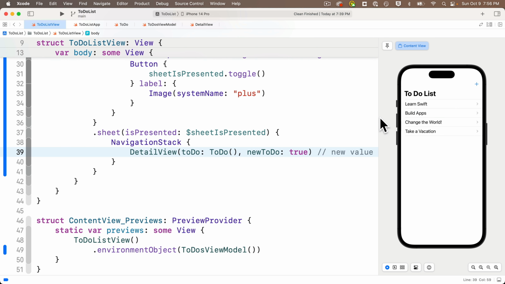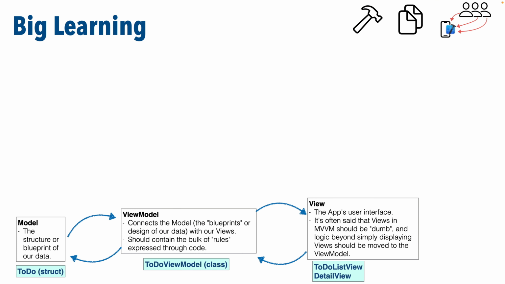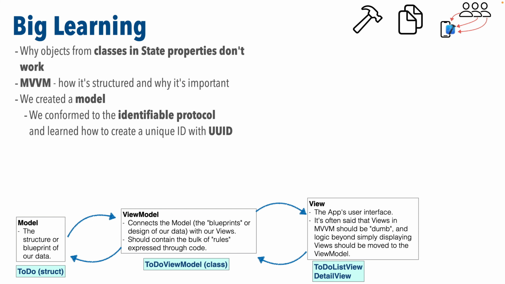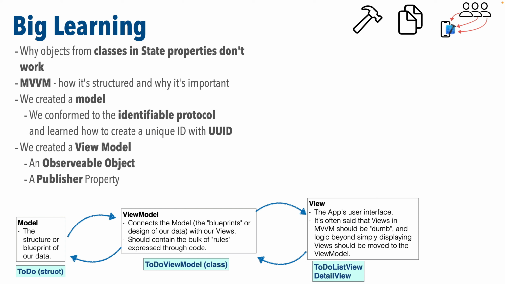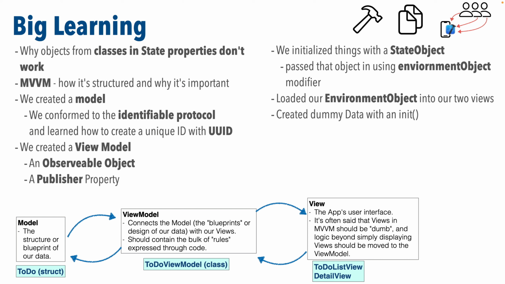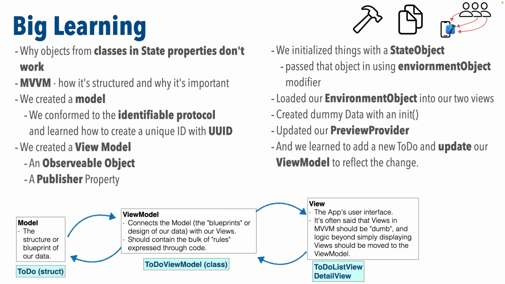Swift, or why don't we handle the update in the next lesson, and we'll also refactor our code into our view model. But as far as big learning goes, this lesson was chock full. We showed why objects from classes and state properties don't work. We introduced MVVM, how it's structured and why it's important. We created a model. We conformed it to the Identifiable protocol, and we learned how to create a unique ID with UUID. We created a view model, an observable object, and a publisher property. We initialized things with StateObject, passed that object in using the EnvironmentObject modifier, loaded the environment object into two views, created dummy data, updated our preview provider, and we learned to add a new to-do and update our view model to reflect that change.